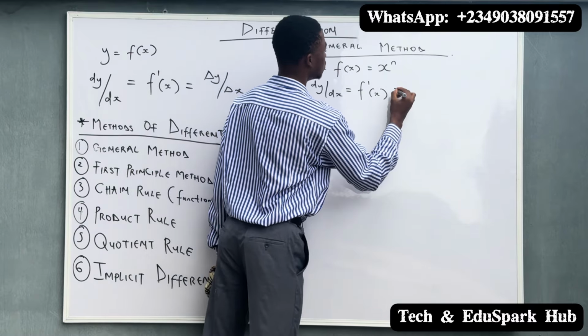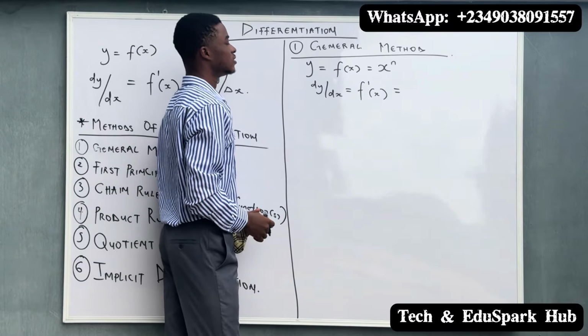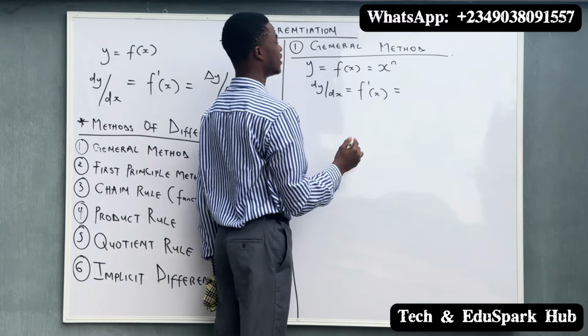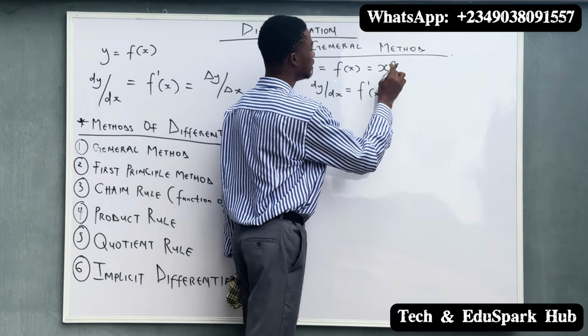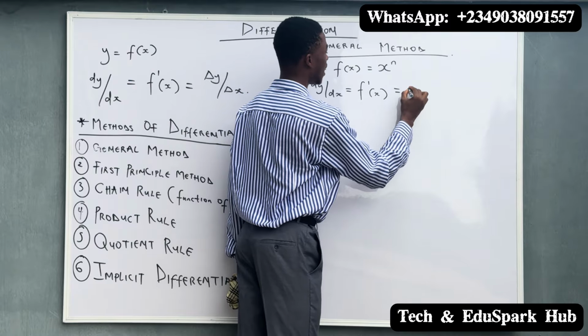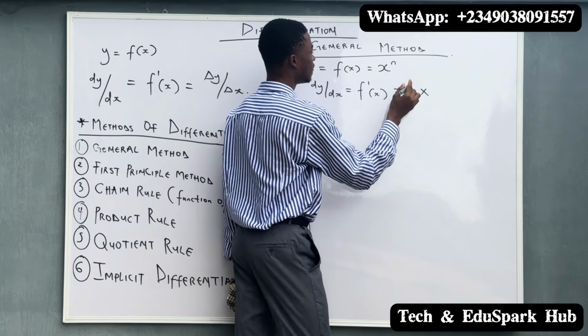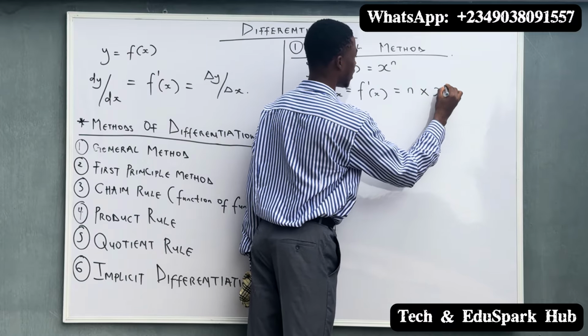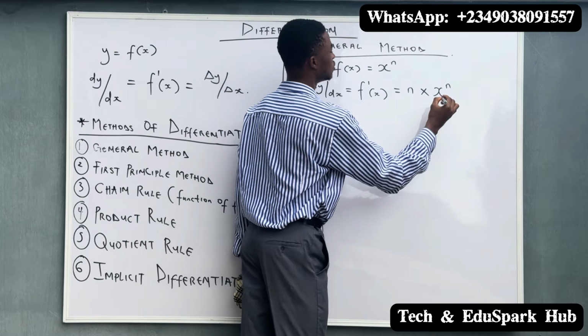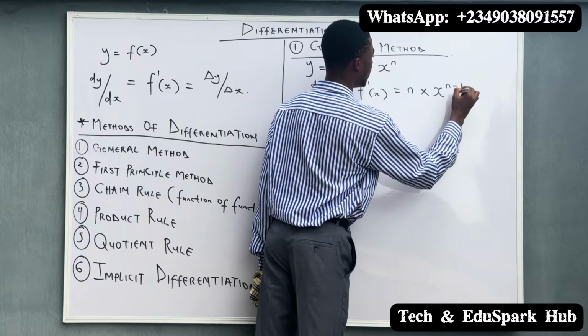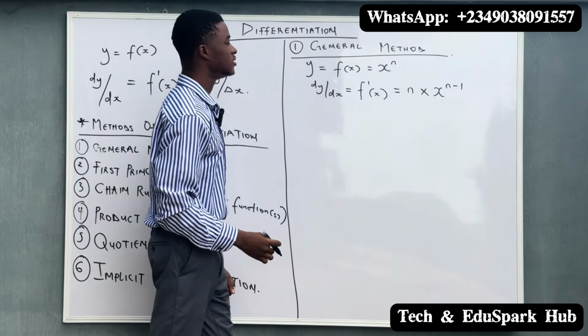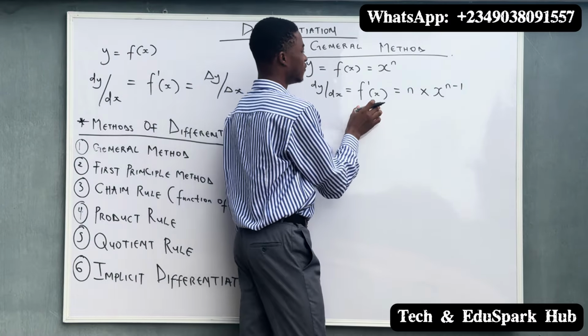So to get the differentiation of this function, which is x raised to power n, the simple idea is to bring the power, which is n, to the front. So we have the power n to the front, and we multiply it with everything that we have initially, which is x raised to power n. And the next thing to do is to subtract the power by 1. So this is how the general method of differentiation works.